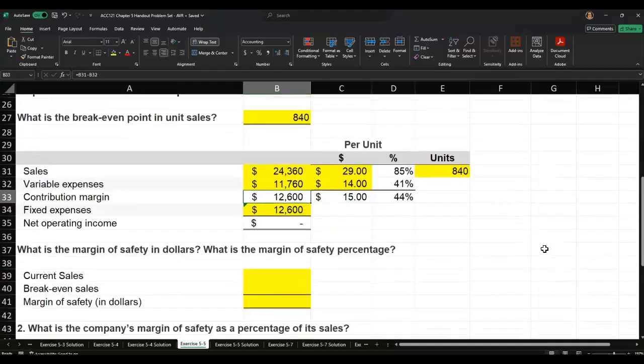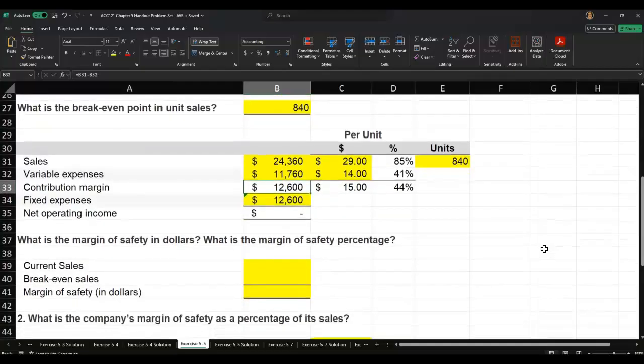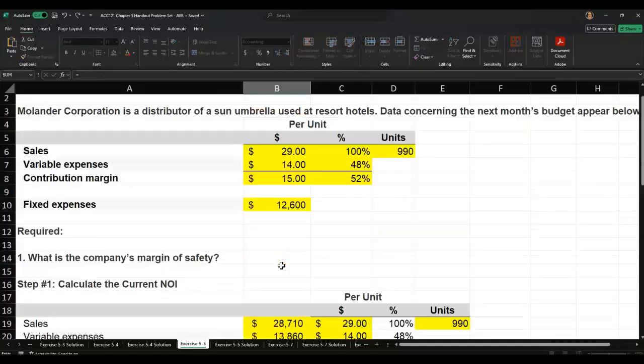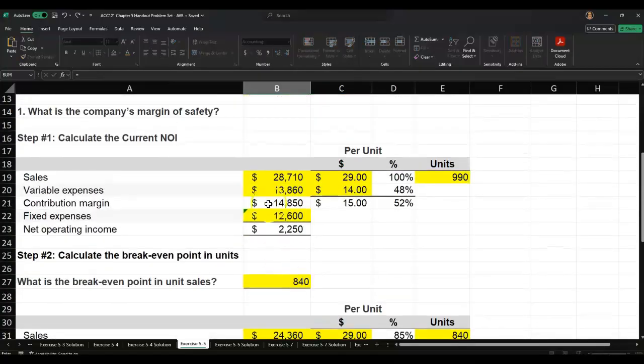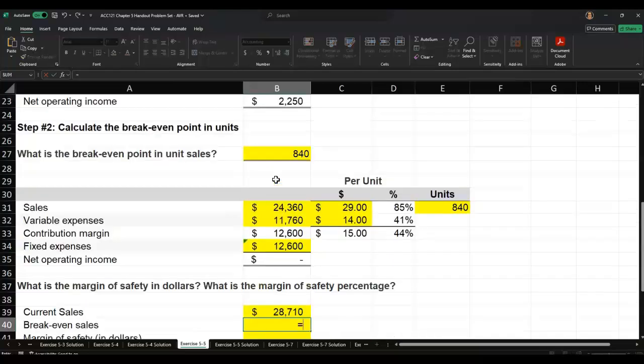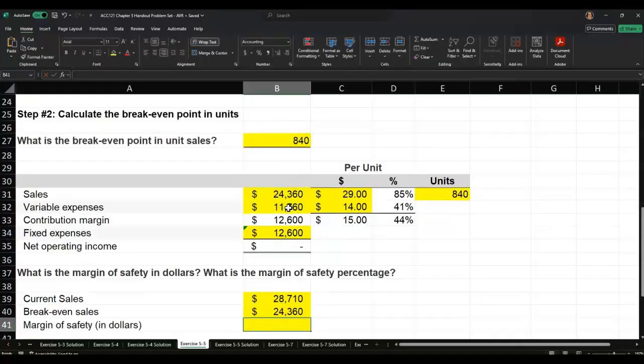So there's the break-even point in units, and then they ask, what's the margin of safety in dollars? So again, the current sales is the 28,710. The break-even sales are the 24,360, and our margin of safety is just the difference between the two.